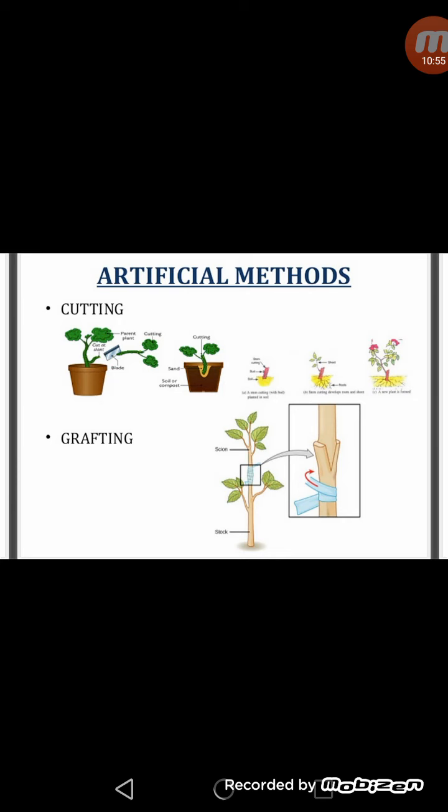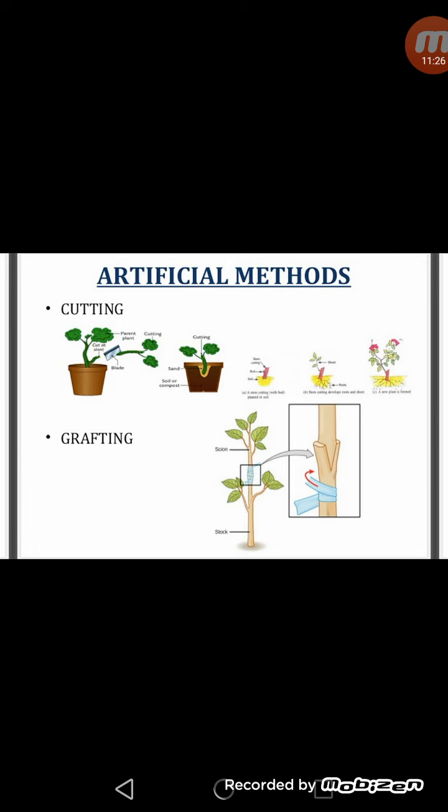So we can say in this method, a cutting of the desired plant called scion is inserted into a cut in the branch, or we can say into the stem of a rooted plant, which is called stock, of the same species. It means scion and stock should be taken from the same species. The stock and scion are tied together with thread so that their cambium, that part which undergoes cell division, gets fused into one.